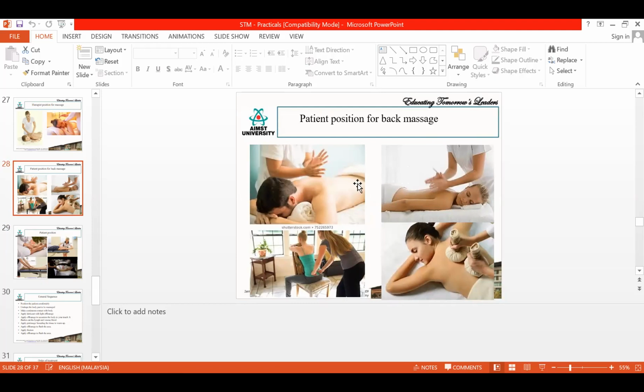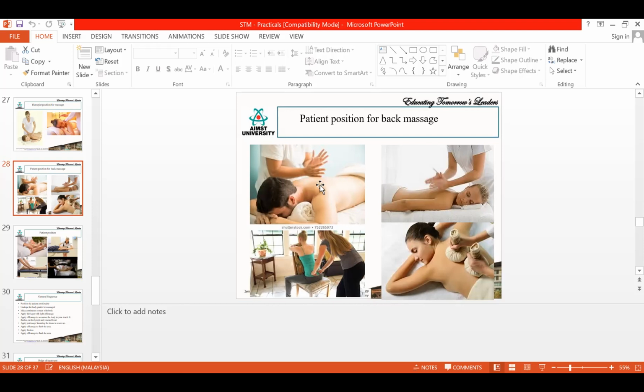So can you see here? They have just folded and inserted a little bit of towel so that the oil or whichever you are using doesn't affect the pants, because after massage they have to wear the same dress and go back. So you should be careful about that. So this is getting the patient ready.